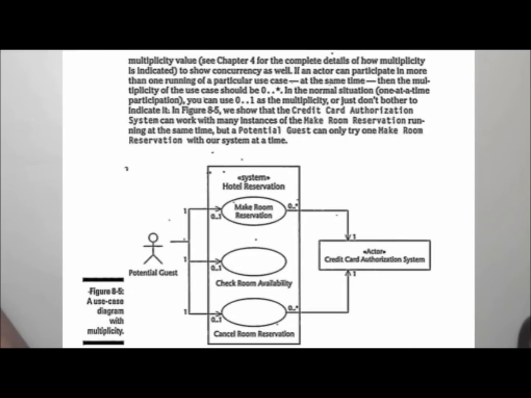Now, we need this actor called credit card authorization system to help us get these use cases done. And we show that by having the arrow from the use case to the actor. So the primary actor gets to have the arrow come from them, and the along for the ride actor gets to have the arrow go to them. And this picture shows that quite clearly.